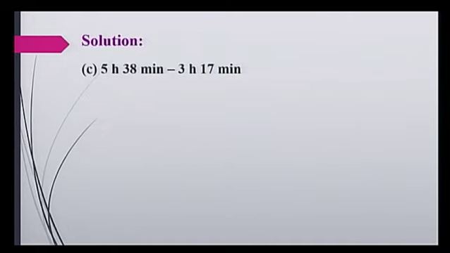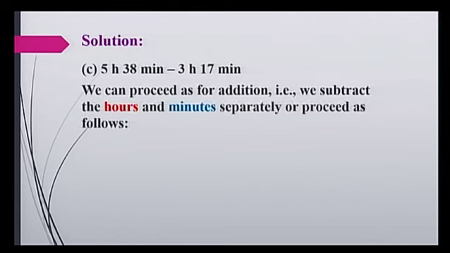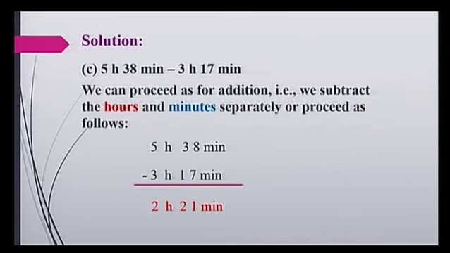Part C, 5 hours 38 minutes minus 3 hours 17 minutes. So we can proceed as for addition, that is, we're going to subtract the hours and minutes separately, or we can proceed as follows. 5 hours 38 minutes minus 3 hours 17 minutes. So we subtract 38 minus 17, which is 21, and 5 minus 3, which is 2. So we get 2 hours 21 minutes.